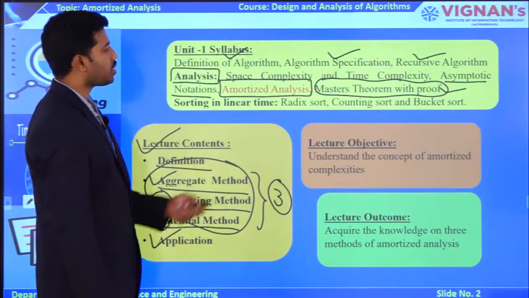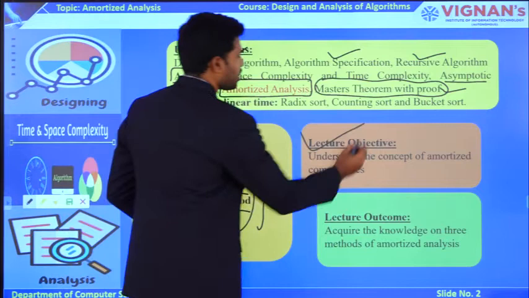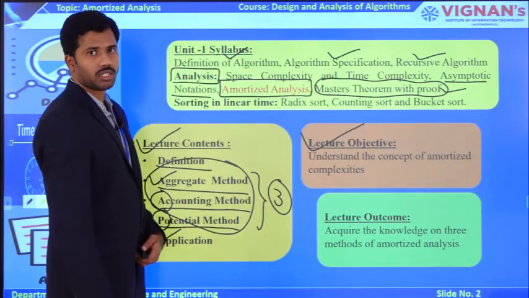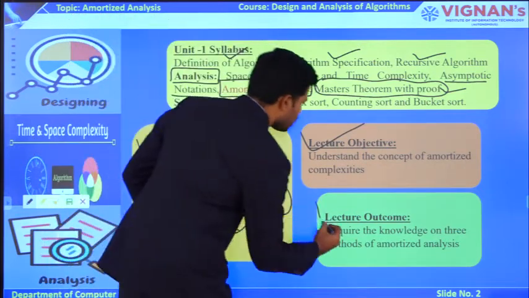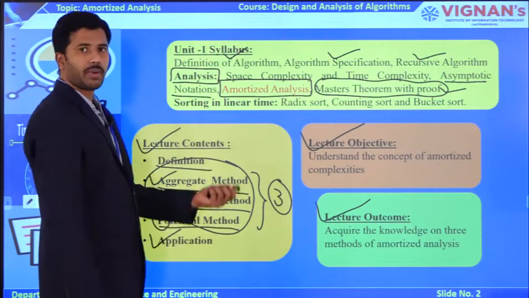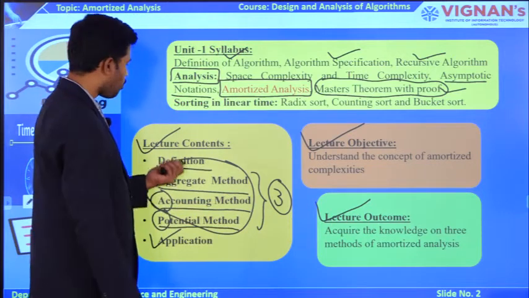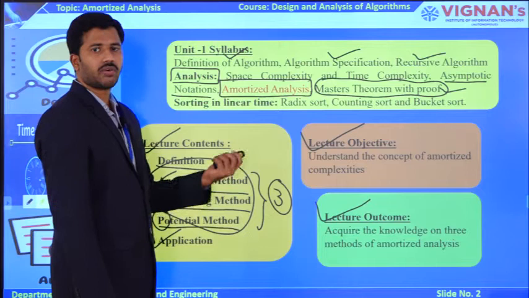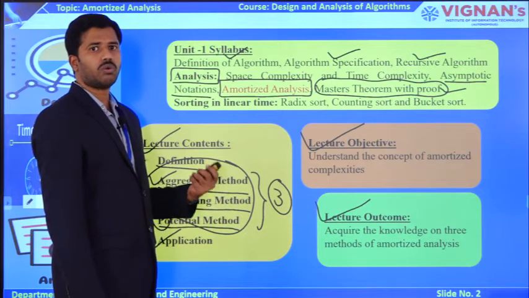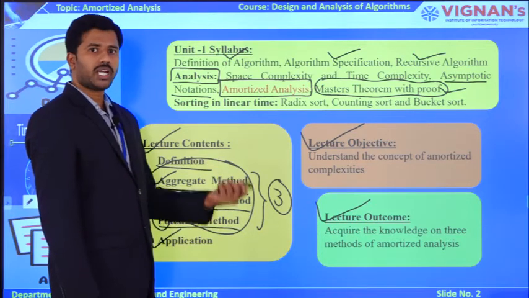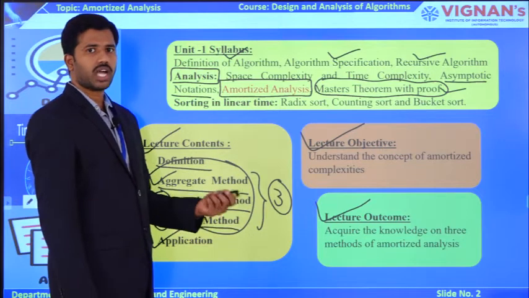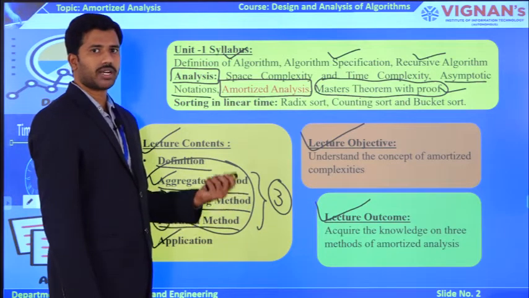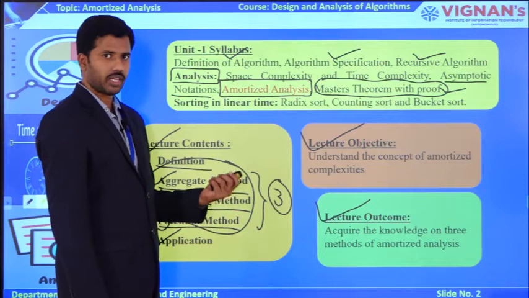The main objective of this lecture is that you understand the concept of amortized complexity, and the main outcome is that you acquire knowledge of these amortized methods, so that you get an idea how amortized analysis works as well as what is the importance of amortized analysis.